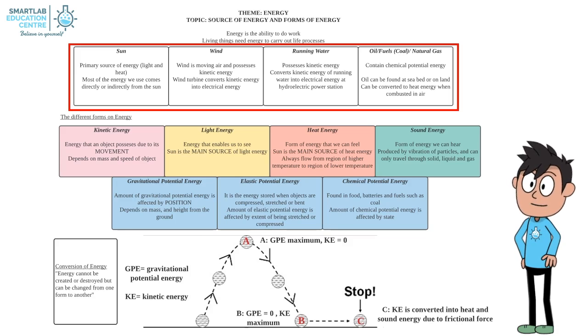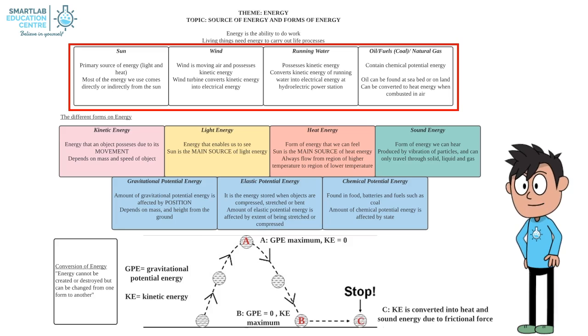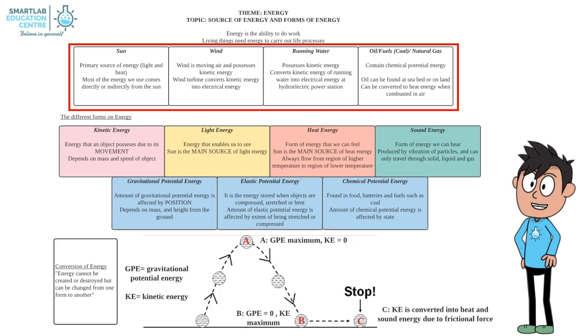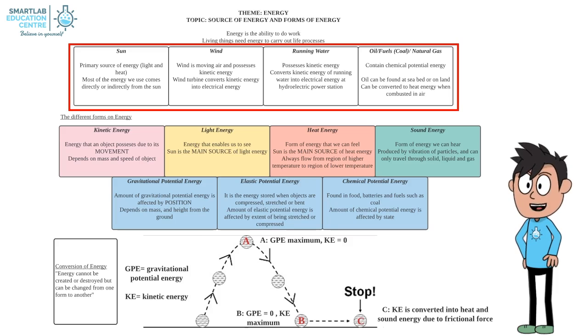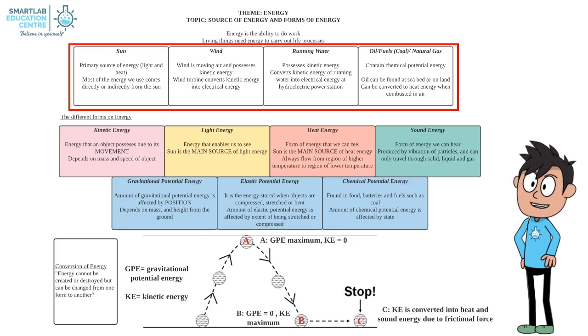Lastly, we have oil, fuels, and natural gas. It contains chemical potential energy. Oil can be found in the seabed or on land. It can be converted to heat energy when burnt, and heat energy can be converted to electrical energy in a power station.